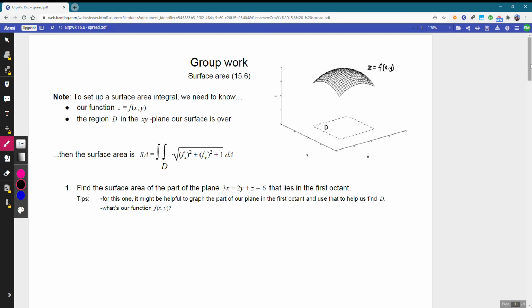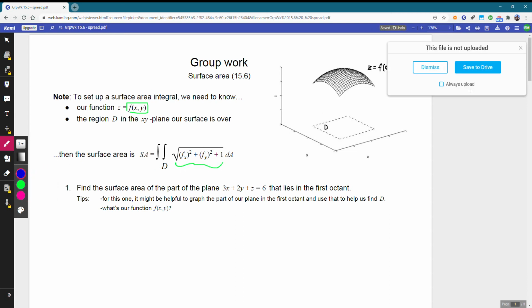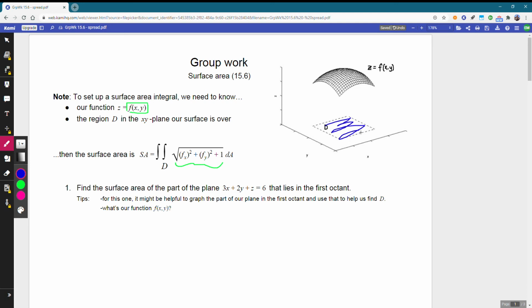Welcome back, everyone. Here we're going to go through our surface area group work. So for the first problem, we want to find the surface area of the part of the plane that lies in the first octant. We need two things to write our surface area formula. We need to know our function f, that allows us to write down our integrand, and then we need to know our region D that we are integrating over, and that's what allows us to find our limits of integration.